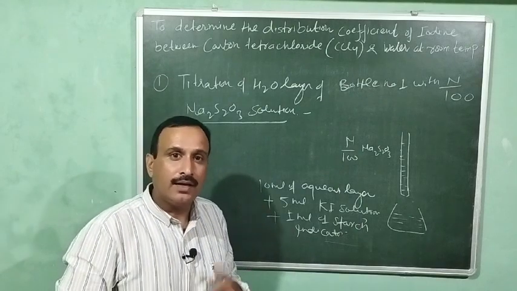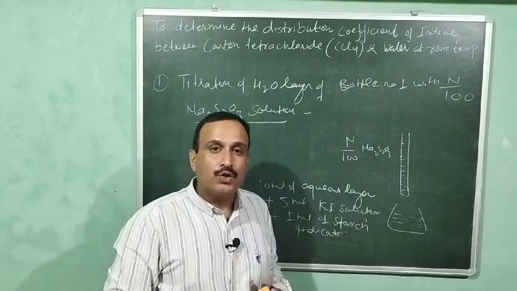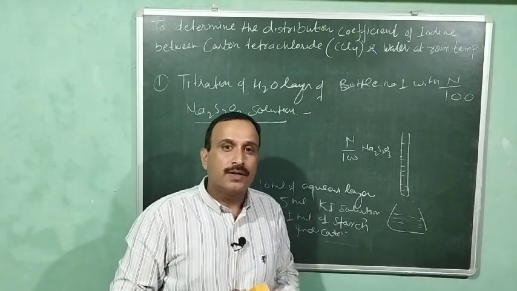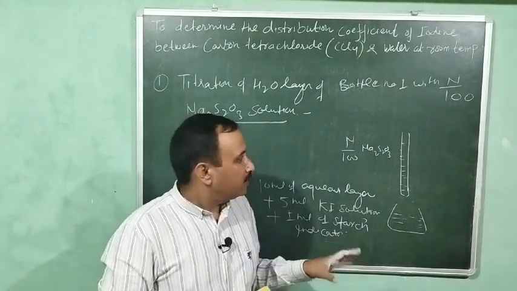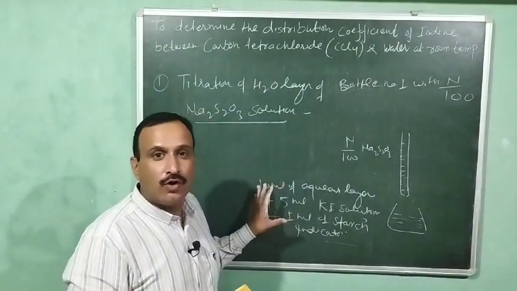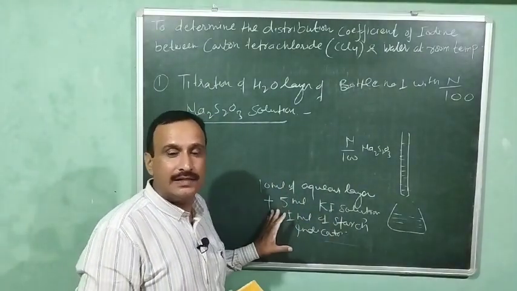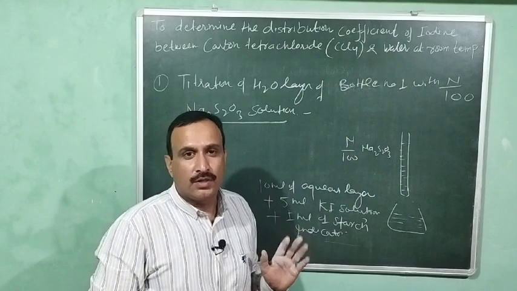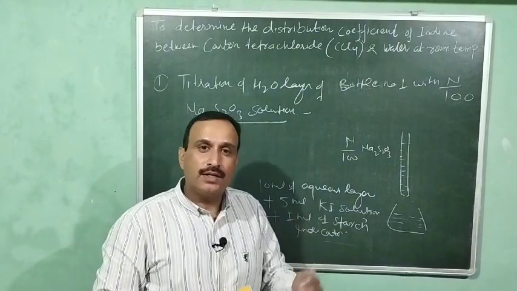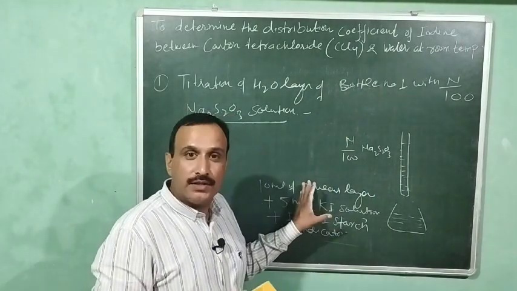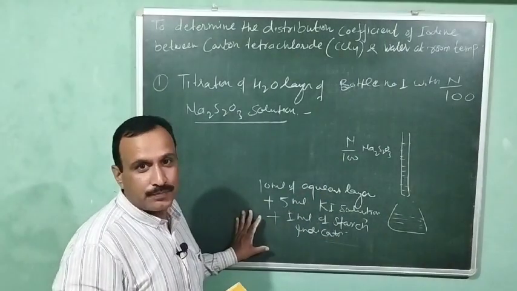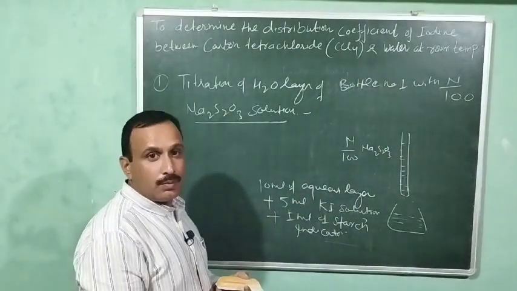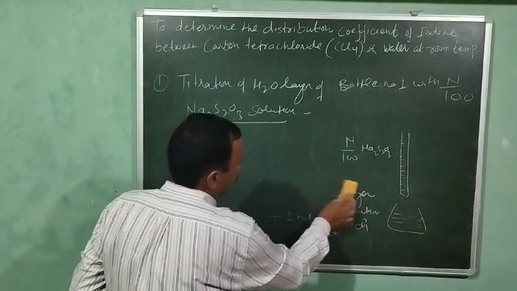And here we will repeat this procedure to have 3 concordant readings or to have concordant volume. Okay, and this procedure will be followed for the titration of aqueous layer of the rest of the bottles. जो बाकी bottles होंगी हमारी, उनकी aqueous layer के titration के लिए भी यही procedure follow किया जाएगा. ठीक है, so this is all about the procedure of this experiment.